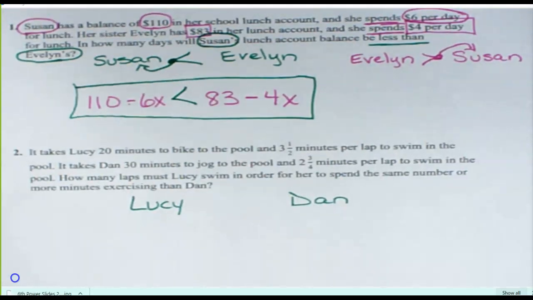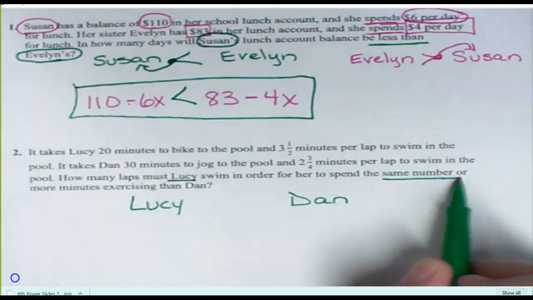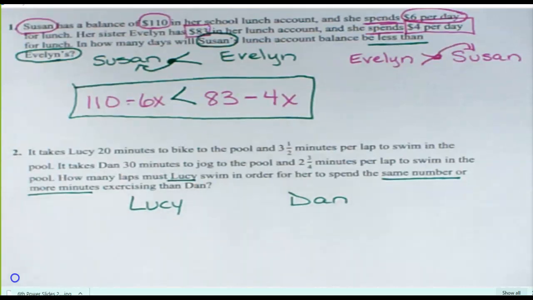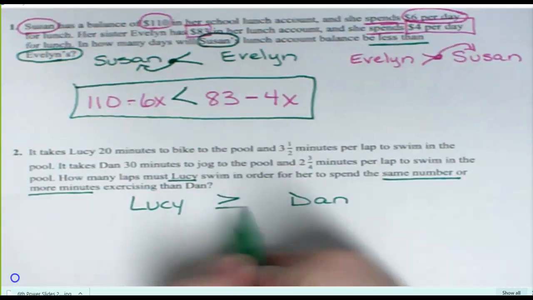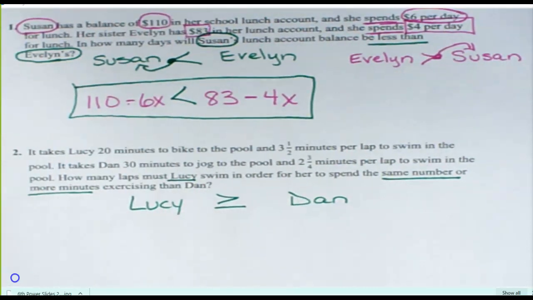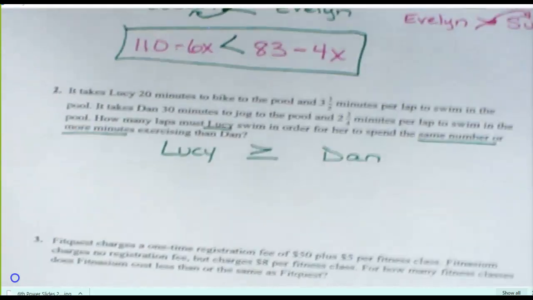Now let's go find our inequality. We need Lucy to spend the same or more. So what are we going to put in here to show Lucy? Yes. Greater than or equals. Lucy has to be on the bigger side, and I need the equals too. I'm going to leave it to you to finish this out, but let's set up number 3. Let's practice setting that one up. Sometimes that's the hardest part, just setting them up.